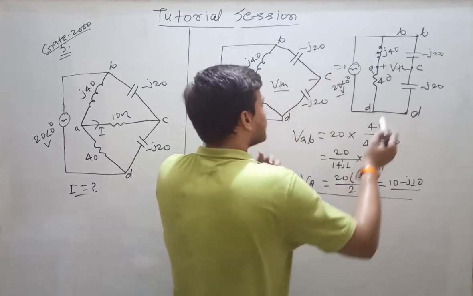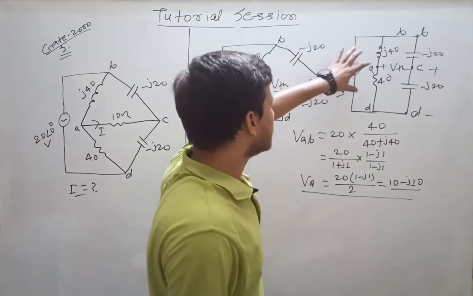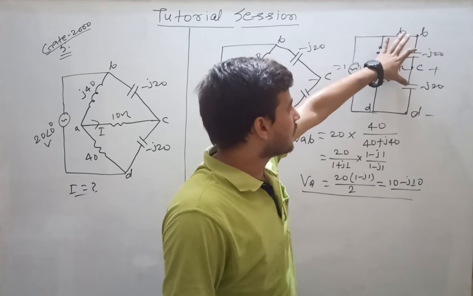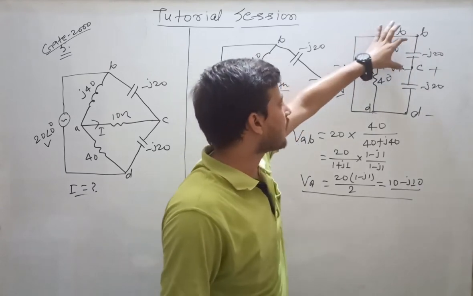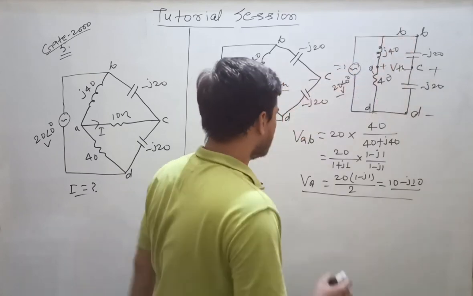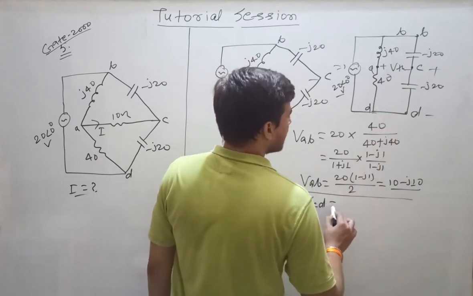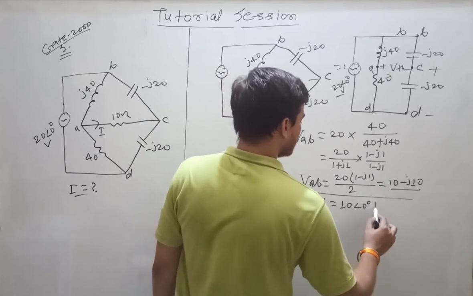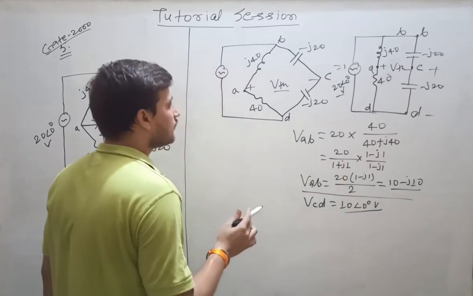Now you have to write the value of VCD, that means potential across this branch. Here you see that in this branch these two elements are of equal magnitude, both are capacitors. So here this 20 volt will be divided as 10 volt and 10 volt. So if you write VCD, its value will be simply 10 at the angle 0 degree volt by applying potential divider rule. So we got VAD and VCD.